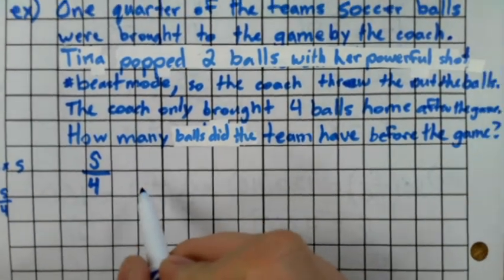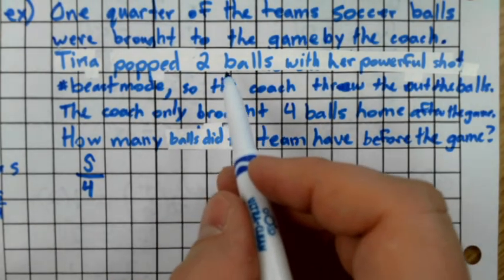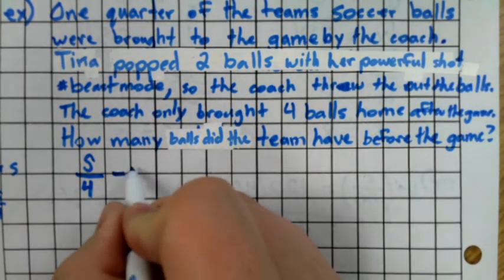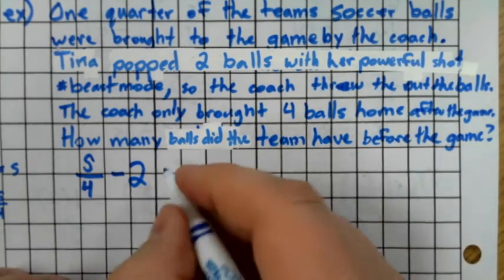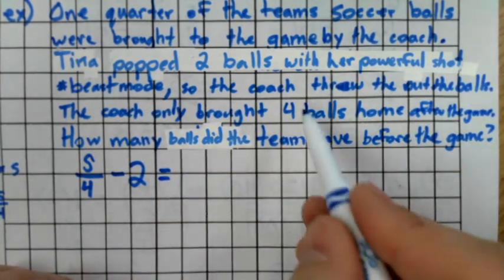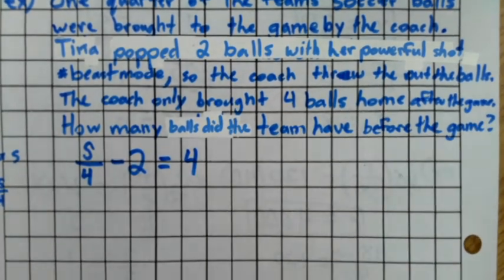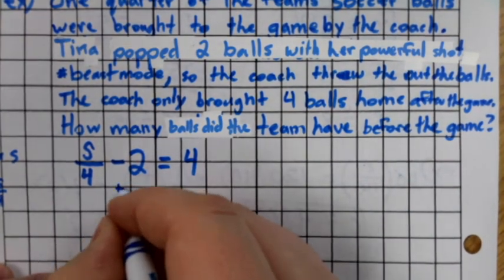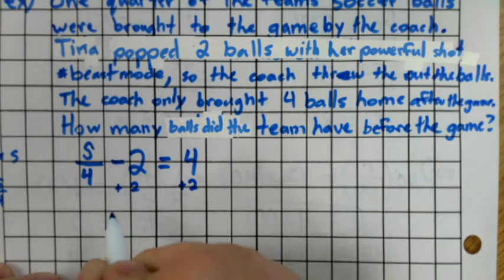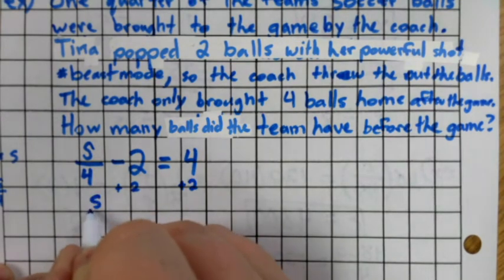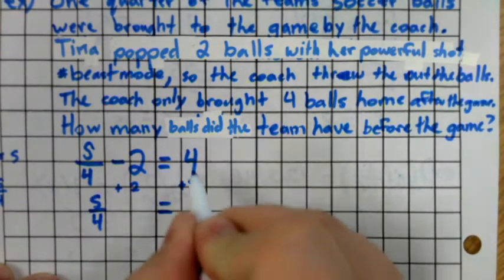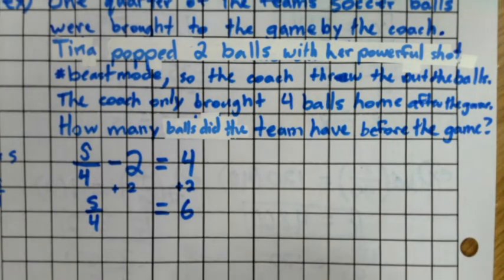So 1/4 were there, and then 2 were popped and thrown away. So that means we're losing 2 of the soccer balls. And what was left over? 4 of them. So that's our equation right there. So let's solve this. We need to add 2 to both sides. We're going to have S over 4 equals 4 plus 2 is 6.